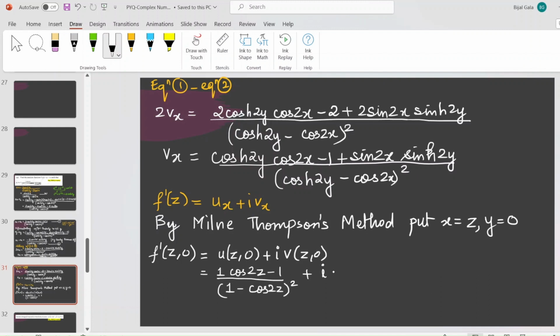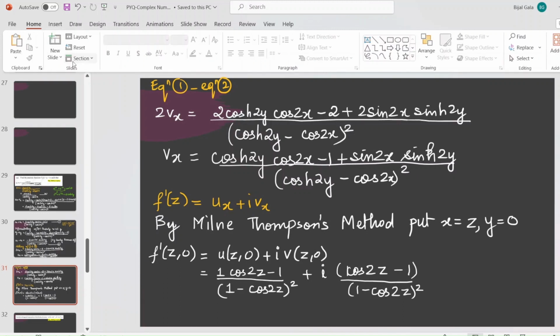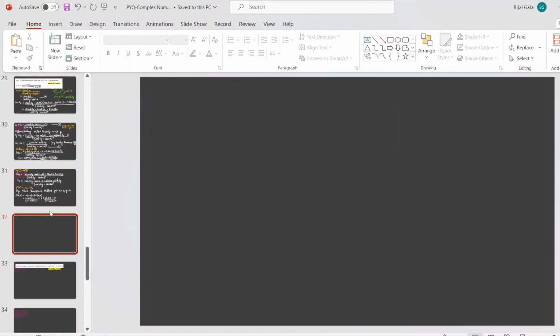plus i times Vx. Vx is here on the screen itself, just above. Again, cos hyperbolic 2y will become 1, 1 into cos 2z here, minus 1 as it is, the second term becomes 0. Here again, the denominator is the same, 1 minus cos 2z, the whole square. Okay. So we are going to carry it forward here.